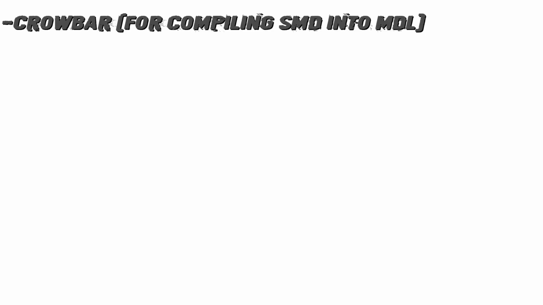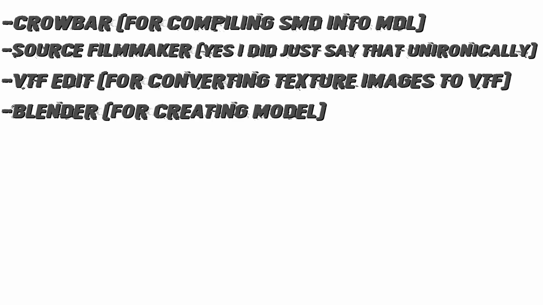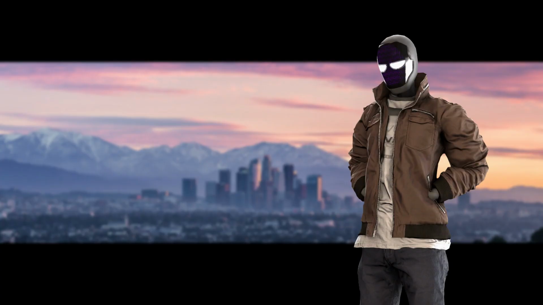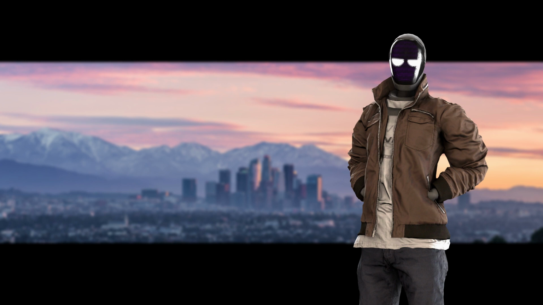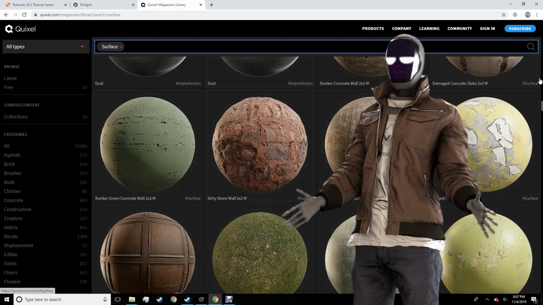You're going to need Crowbar, first of all. You're obviously going to need Source Filmmaker, VTF Edit, Blender, and Blender Source Tools. Now, that's just what you're going to need to port the model into SFM. Now, to actually make the model, all you need is textures. You're going to need your base texture, your normal maps, and a displacement map. But that's all you'll need, really. So let's just get started.